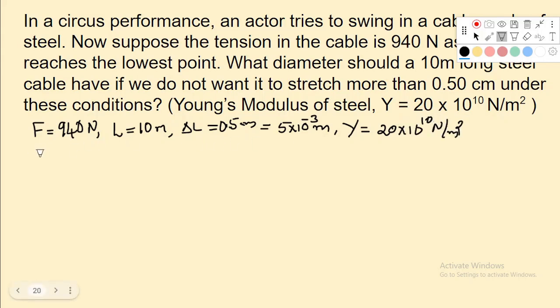We are asked to find the diameter. For that we have to find the area of cross section, and from that we can find the diameter. Let us first write the expression for Y. Y is equal to FL divided by A delta L. So from that, A is equal to FL divided by Y into delta L.